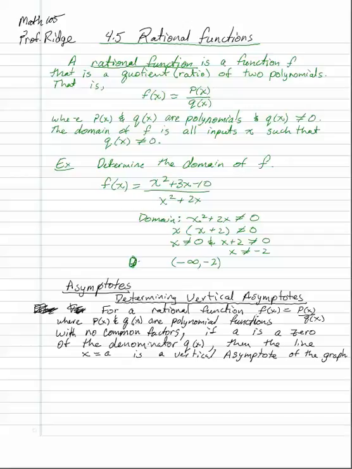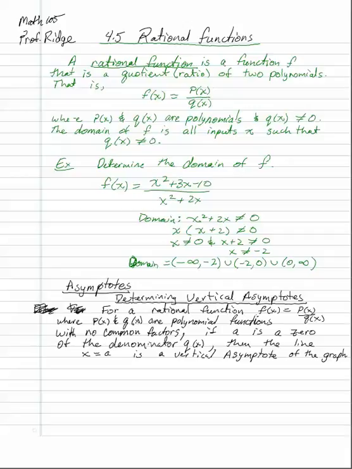So our domain, in interval notation, is from negative infinity to negative 2, union negative 2 to 0, union 0 to infinity. So that's everything but negative 2 and 0. Okay, and that's all we needed to do for that problem.